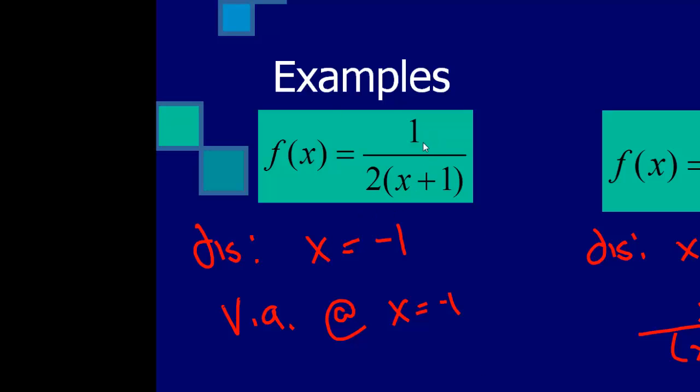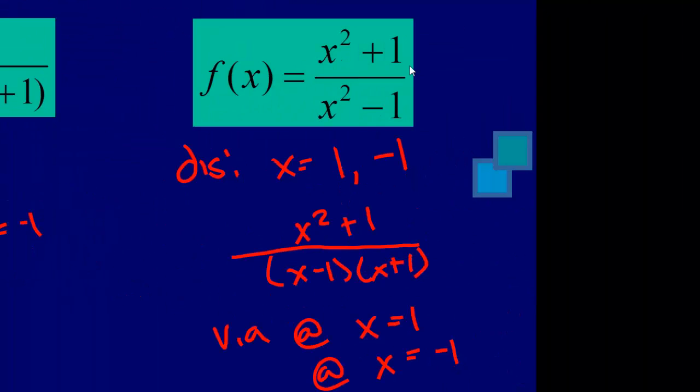If we look at this example, this rational function 1 over 2 times the quantity x plus 1, we have a discontinuity at x equals negative 1 because that's where the denominator equals 0. The numerator does not equal 0 ever, so this is a vertical asymptote at x equals negative 1. On this rational function, x squared plus 1 over x squared minus 1, we have discontinuities at x equals plus or minus 1 where the denominator is equal to 0. The numerator is always going to be positive, therefore there are no holes, only vertical asymptotes. So we have vertical asymptotes at x equals 1 and x equals negative 1.